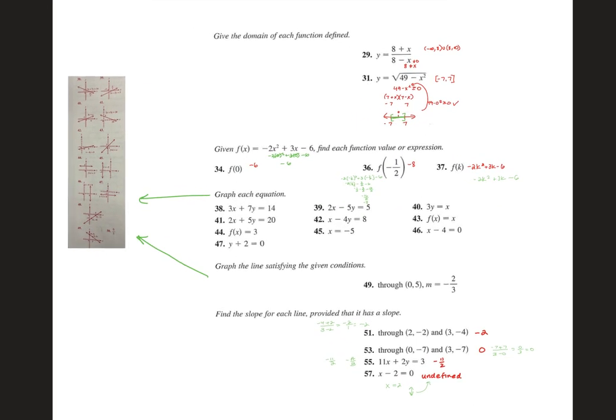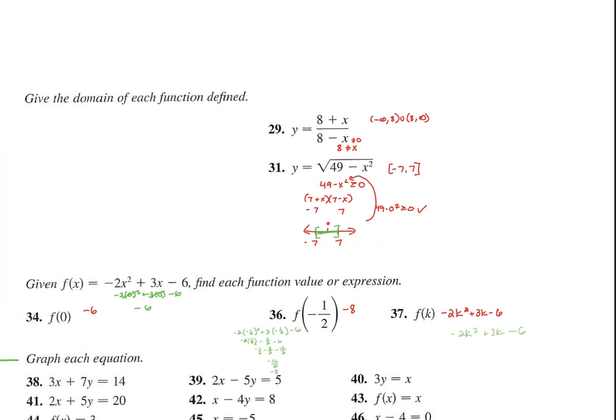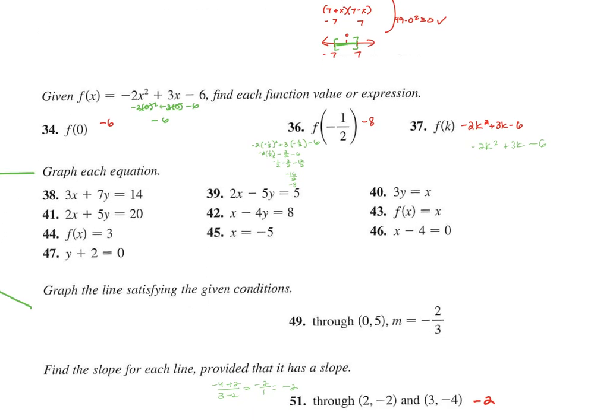All right, page 9. So at the top, what you're dealing with is your domain. Again, you want to make sure you know how to do that in interval notation. 34 to 37, you're finding the function value. Also, you want to know how to do that with a piecewise function, like the extra practice that I put on there yesterday.